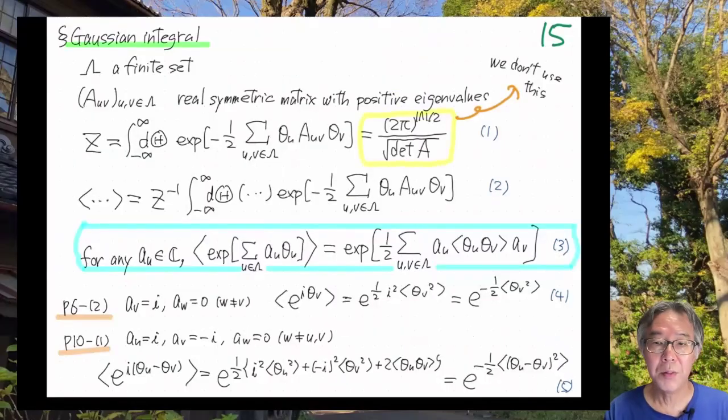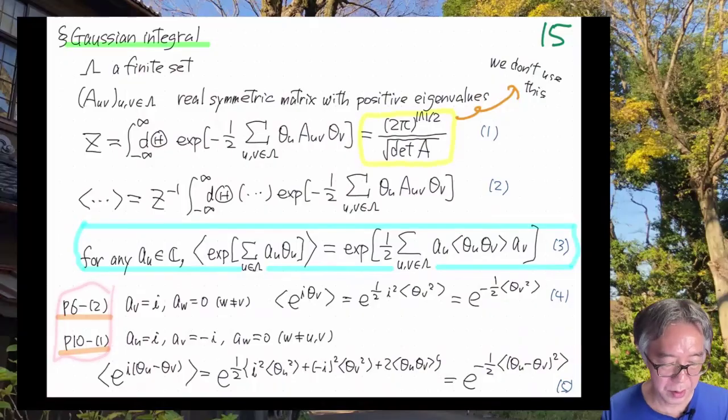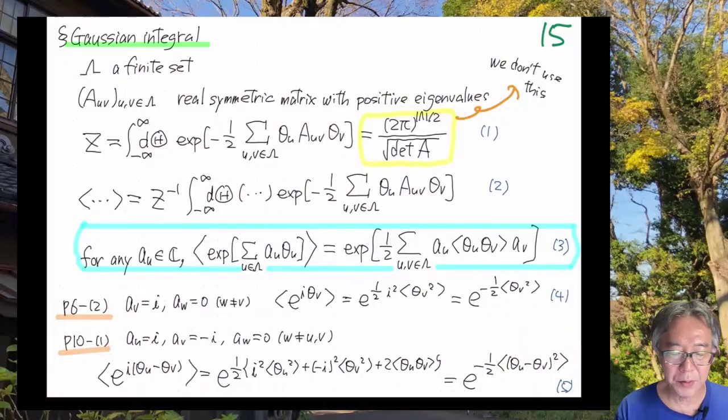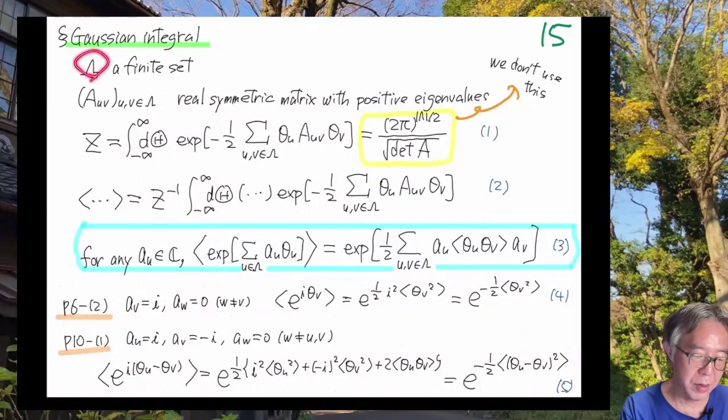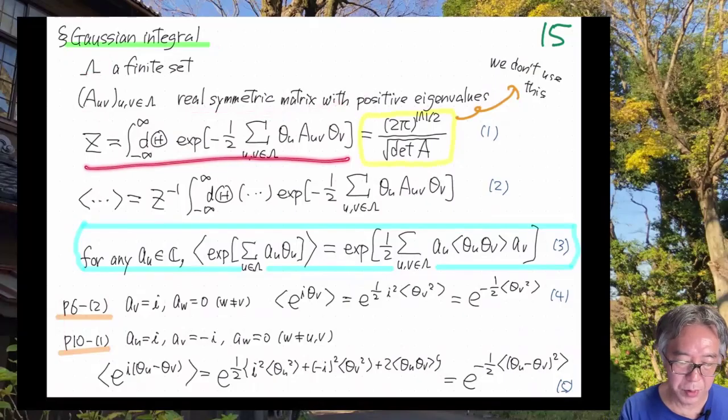And now, as I promised, I'm going to discuss the Gaussian integral. Okay, and so I want to prove 2 interesting inequalities that I discussed in page 6 and page 10. For this purpose, I will discuss the general Gaussian integral here. So lambda here is simply a finite set, and this A is any real symmetric matrix with positive eigenvalues. Okay, then I consider the Gaussian model with this weight.